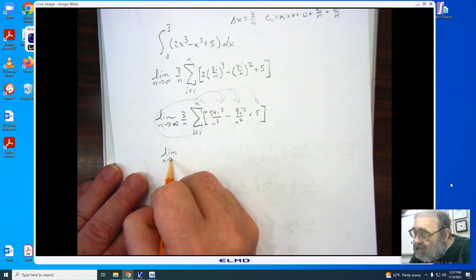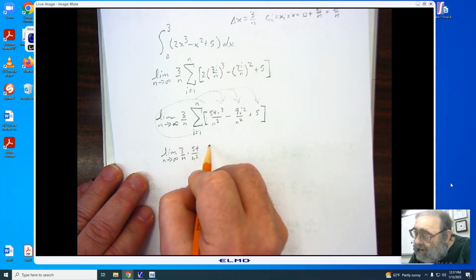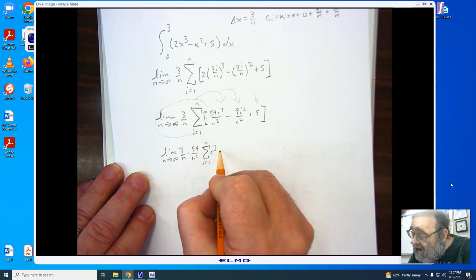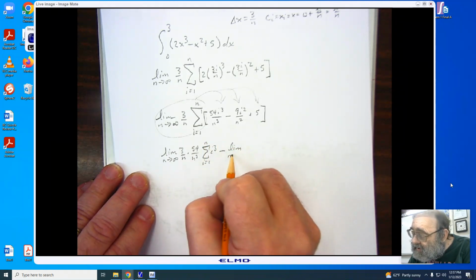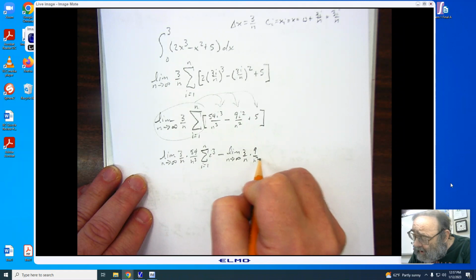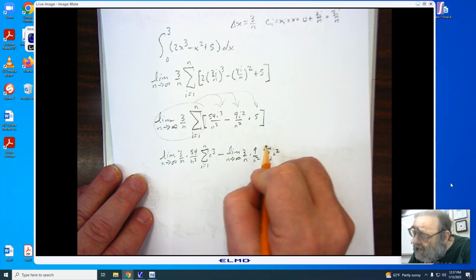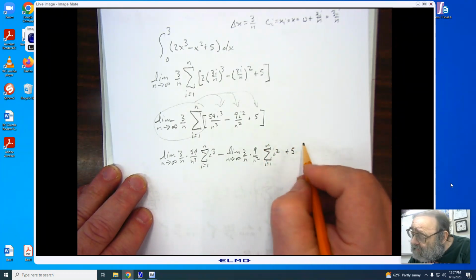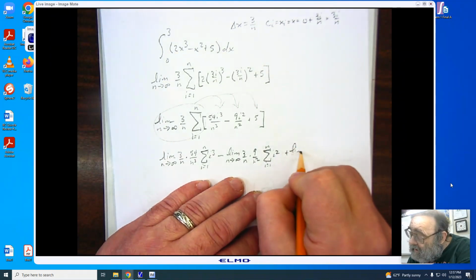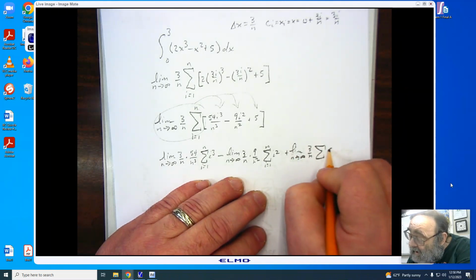The limit as n approaches infinity for 3 over n. I'm going to pull out the 54 over n cubed, leaving me with just the i cubed. Then I have a minus. The limit as n is approaching infinity, 3 over n, times 9 over n squared, times the summation of i squared as i goes from 1 to n. And then we have plus 5. And let's make sure that that plus 5 has my terms in front of it. The limit as n approaches infinity, 3 over n, times the summation of 5.